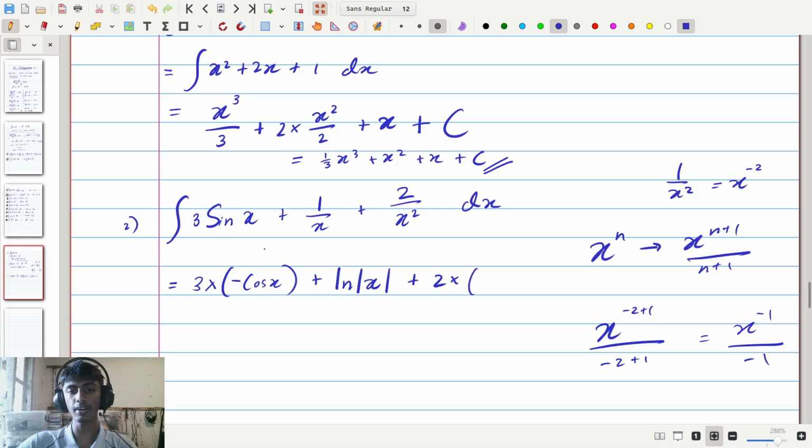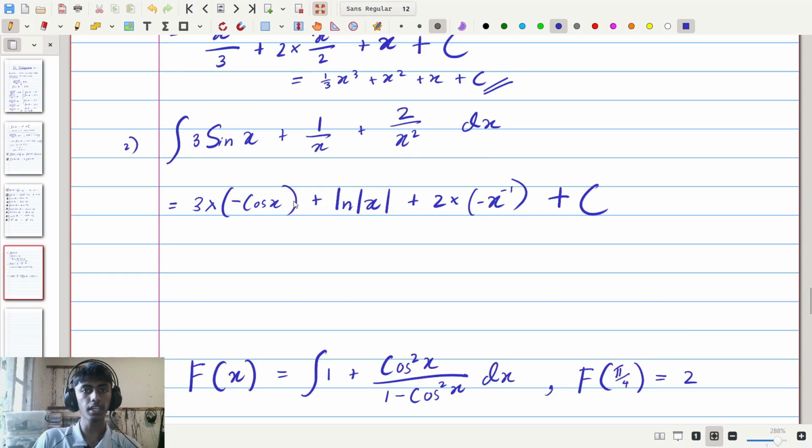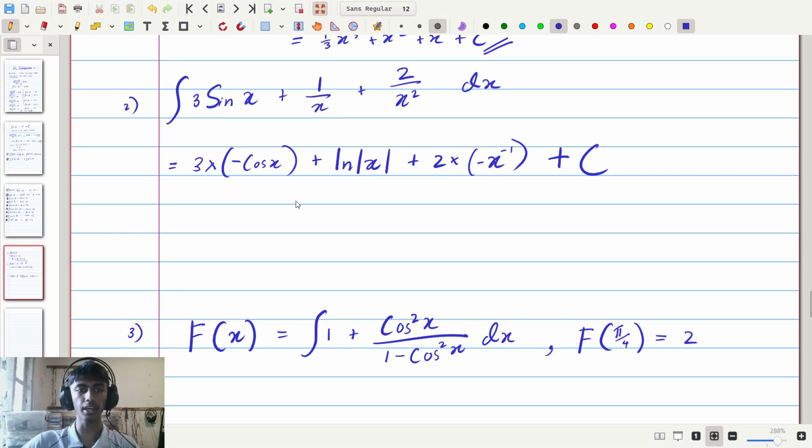So here we have a negative x to the power of negative 1, which I'm going to write in the next line as 1 divided by x. And of course, when we have an integral, we must have the constant of integration. Therefore, here we need to add plus c. Let's now simplify things a little bit and give our final answer.